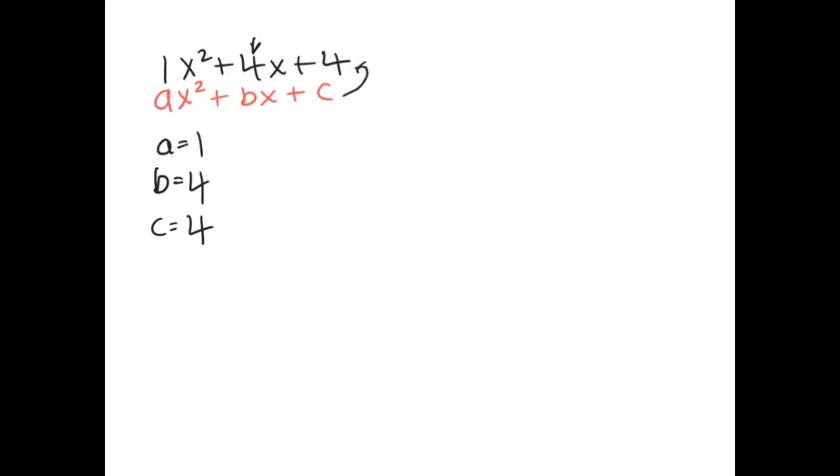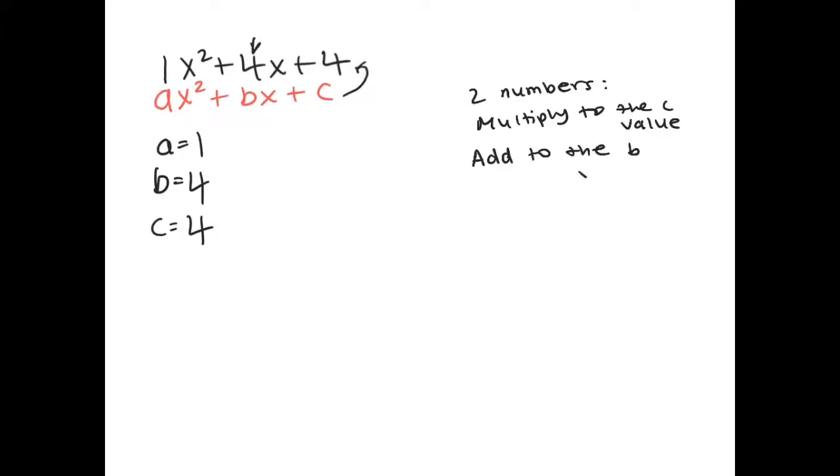Now, to factor a quadratic equation, you must find two numbers. So two numbers that multiply to the c value but add to the b value. So we must find two numbers that multiply to the c value and add to the b value. Now, in simpler terms, we just have to find two numbers that multiply to 4 and add to 4. Now, to find these two numbers, I like to create something called a cab table.